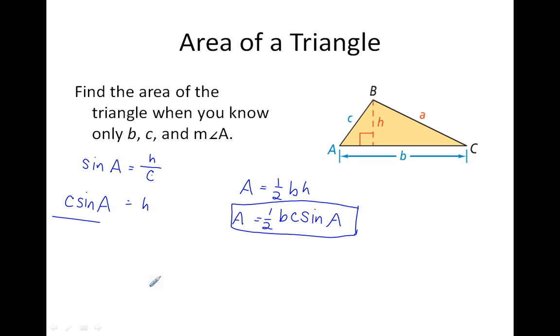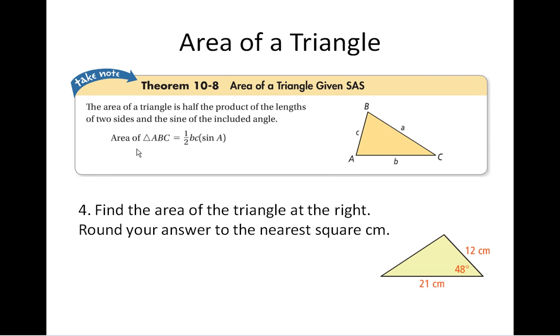But keep in mind, you have to have the included angle. It doesn't matter which two sides you have, but the angle must be the included angle. Otherwise, it won't work. All right, so let's look at some examples. This is the formula up here again, so you can see that.